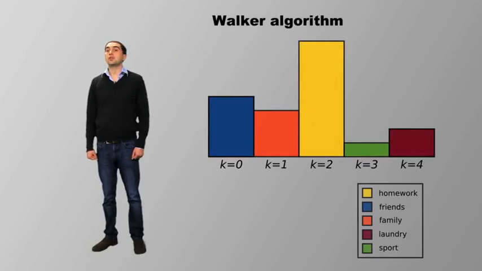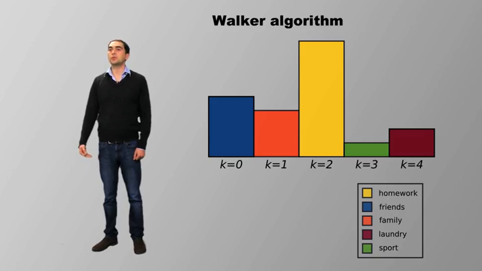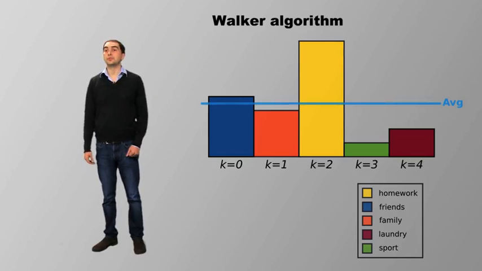Let's consider the colored boxes in the figure. They represent the discrete distribution that we want to sample. And let's arrange them in a special way. We first compute the box height average as shown in the figure.